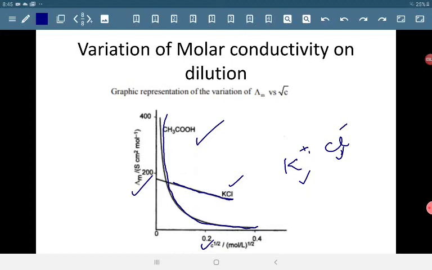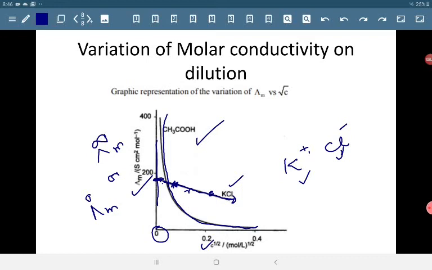Here you can see that if the graph is plotted practically up to this end, the graph can be extrapolated, meaning it can be extended backward to meet the y-axis. Here it meets at this point. This point gives the value of molar conductivity at 0 concentration, or the value of molar conductivity at infinite dilution. This value can be obtained for strong electrolyte by extrapolating the graph.